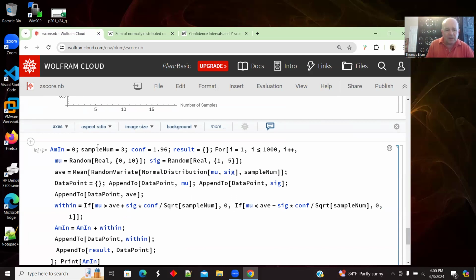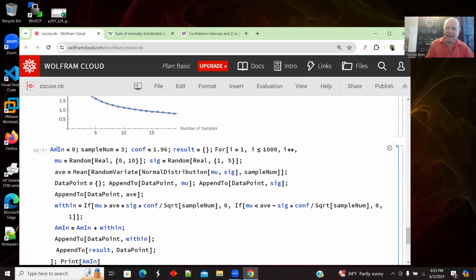I'm going to change the number of samples at different times. Here I have it as 3. This is a variable I'm calling am in, and it's just going to sum. So I'm going to sum up the number of times that my actual mean is within the plus and the minus of the sample mean. That is set to 0, so I can sum over it, and I want that to come out to be 95% of the time.